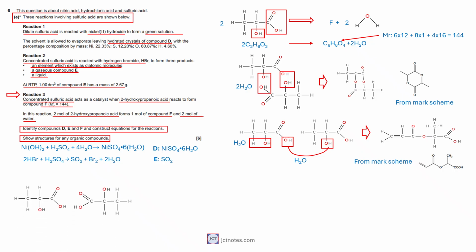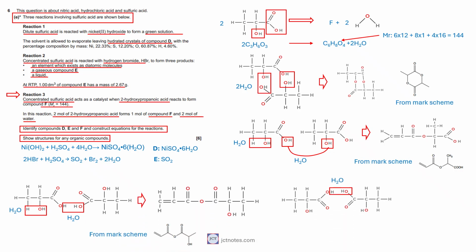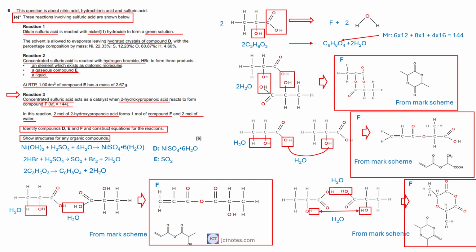In the third possibility, dehydration forms an alkene, while the 2 carboxylic acid groups combine to form an acid anhydride. The fourth possibility is even less likely. In this structure, the 2 carboxylic acid groups form an acid anhydride, and the 2 hydroxyl groups combine to form an ether linkage. So, overall, the reaction involves 2 molecules of 2-hydroxypropanoic acid forming compound F and 2 molecules of water. Compound F could be any of the marked structures.